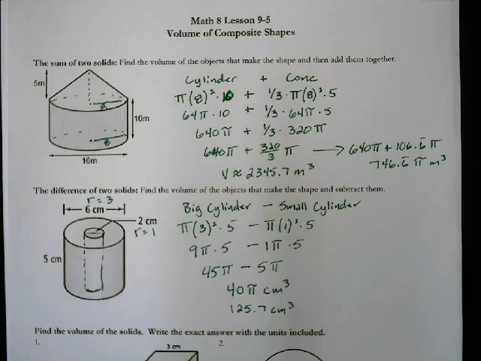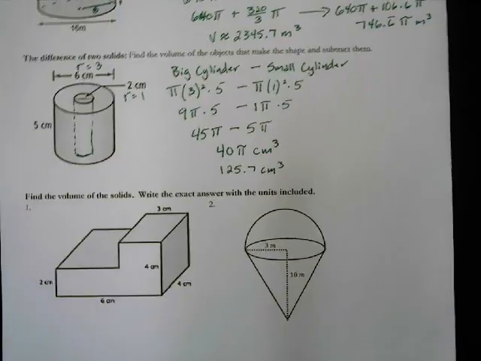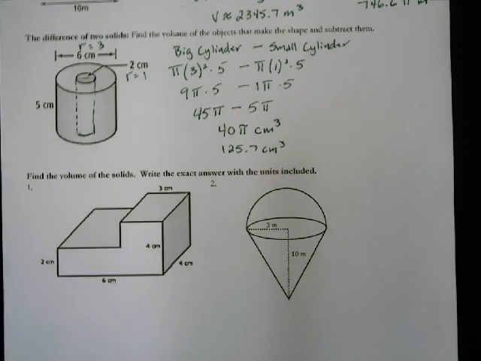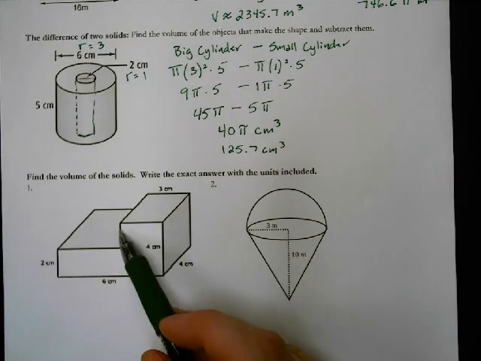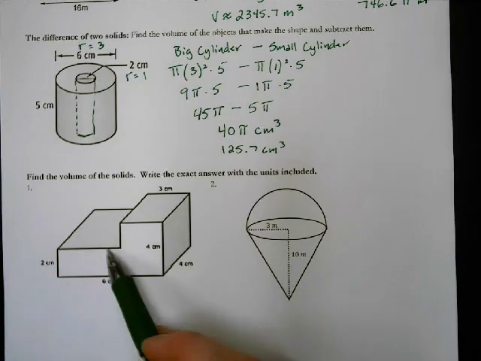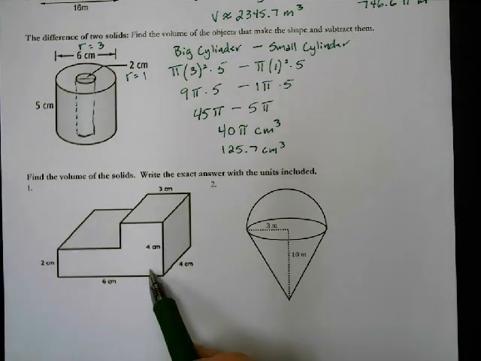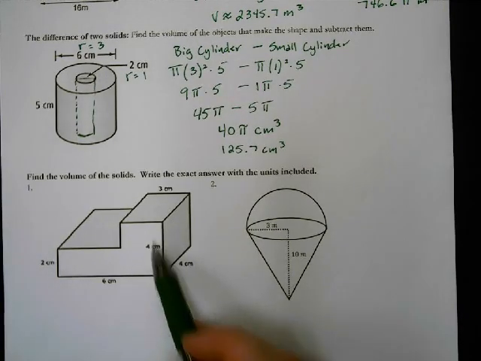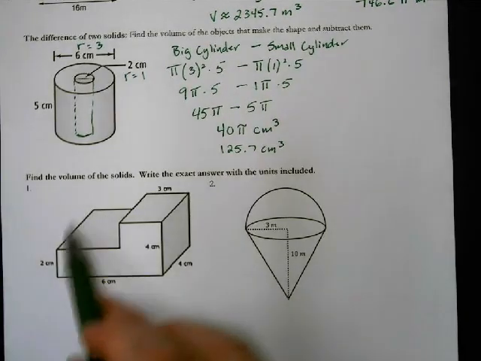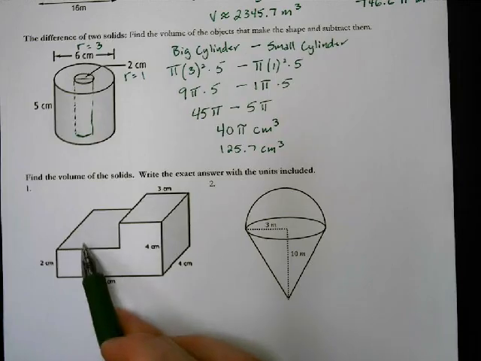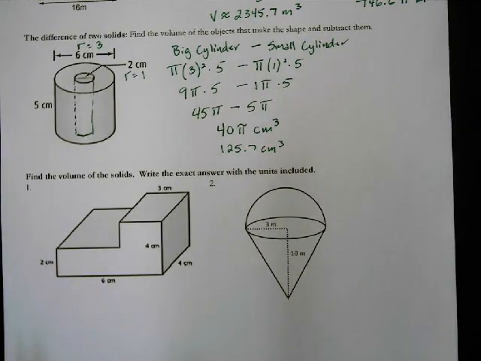All right, there's a couple of problems here that you can work on. It looks like this one is all prisms. This one you can kind of think of as either an addition or a subtraction. So if you're thinking addition, break it up into 2 prisms and then find the area for those. If you're thinking of it as subtraction, think of the whole prism and then you're cutting out this little section here. I personally would prefer addition on that one.